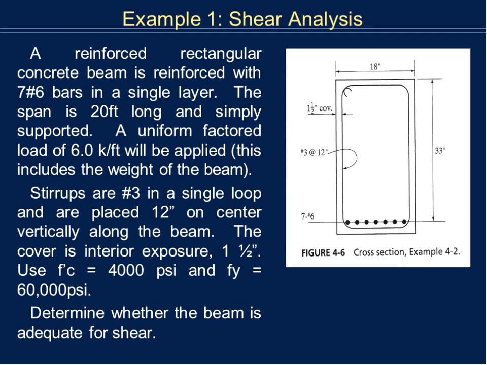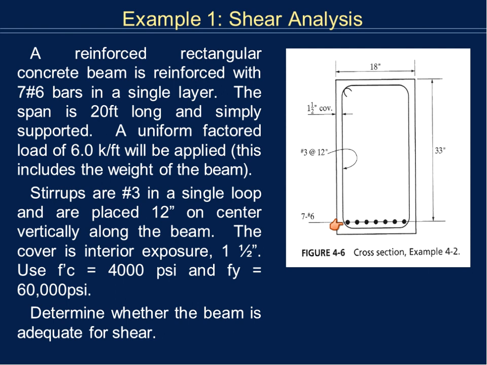So let's try an example problem for analysis. Analysis is reasonably straightforward. However, we have quite a bit of information to go through. So for our first problem, it says a reinforced rectangular concrete beam is reinforced with 7 number 6 bars in a single layer. So as you can see, you have your 7 number 6 bars in a single layer. The span is 20 feet long, and that's the direction or the dimension in and out of the board that you're looking at now. A uniform factored load of 6 kips per foot will be applied.